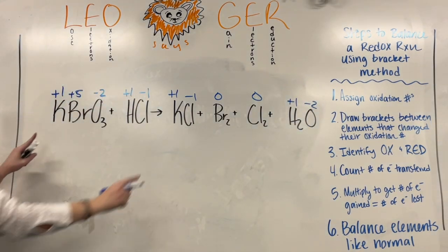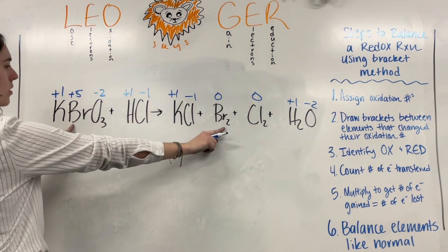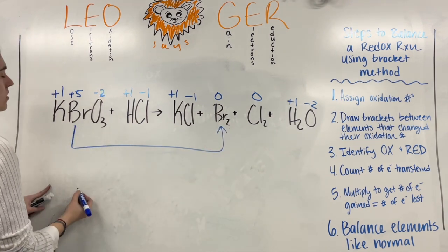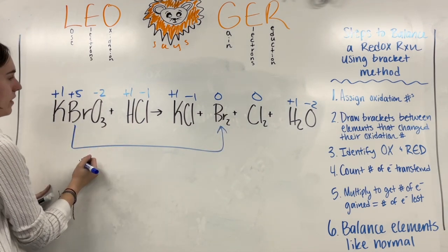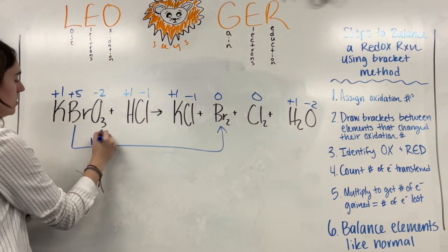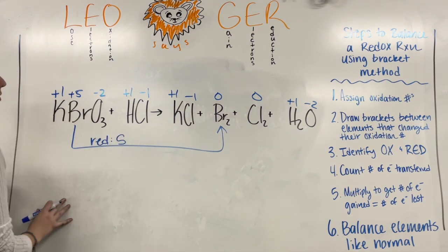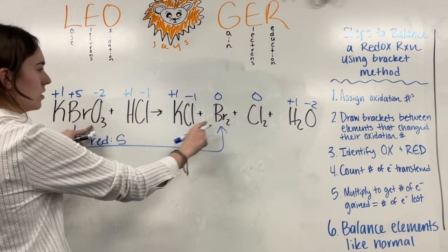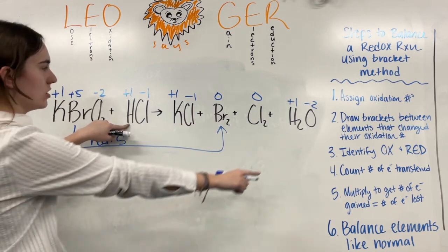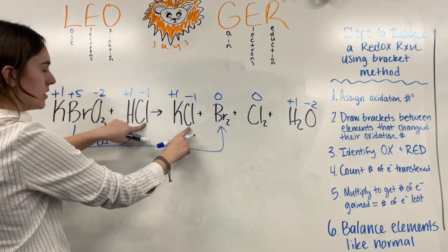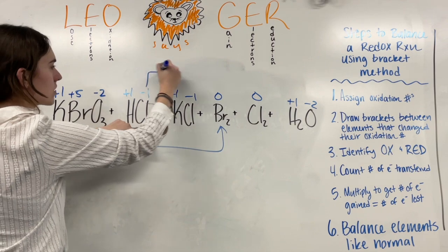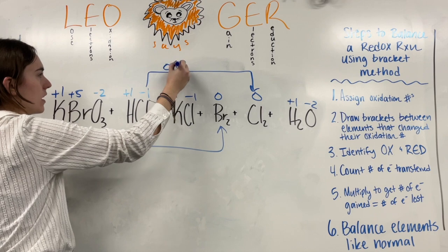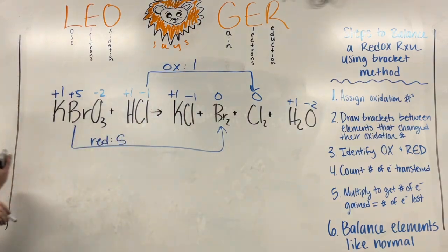Okay, now you gotta see what changed. Potassium didn't change. Bromine did though, so let's connect that with a bracket. This gained 5 negative electrons because it went down. So I know it got more negative, so that's reduction if it gains electrons. Oxygen stayed the same, hydrogen stayed the same, chlorine stayed the same here, but it changed here. So let's connect those two where it changed. In that process, it lost an electron, so that's called oxidation, and it lost 1.